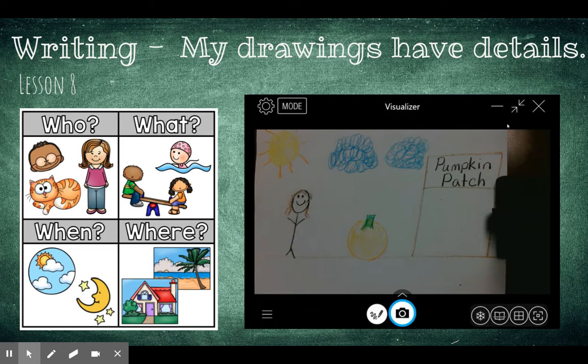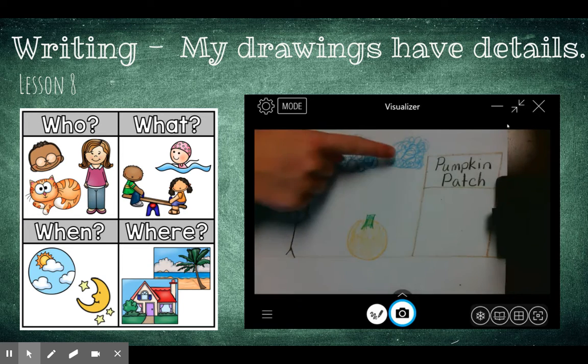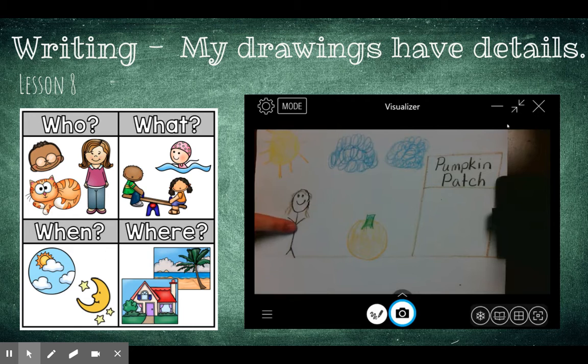The second thing on our checklist is what? What is our story about? Well, we see Miss K and she is outside, and here is my pumpkin. So Miss K must be going to get a pumpkin in my story. Our third item on our checklist is when. When does my story take place? Well, if we look at my sun and my clouds, we see that Miss K is getting a pumpkin during the daytime.